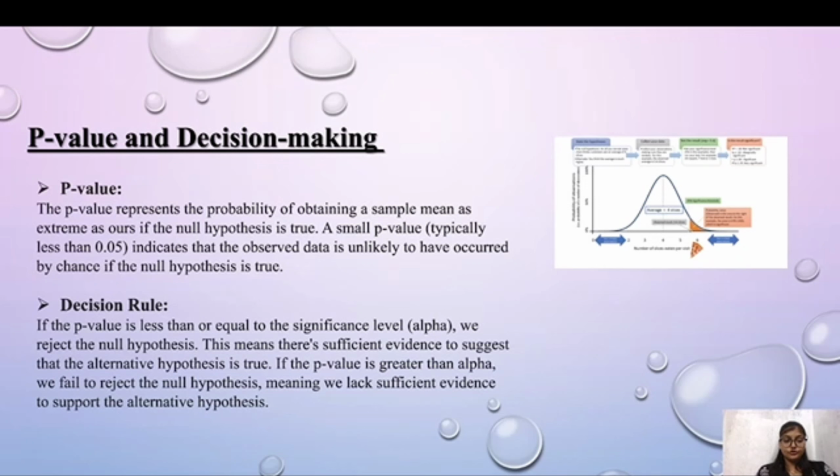Next is the decision rule. If the p-value is less than or equal to the significance level, alpha, we reject the null hypothesis. This means there is sufficient evidence to suggest that the alternative hypothesis is true. If the p-value is greater than alpha, we fail to reject the null hypothesis, meaning we lack sufficient evidence to support the alternative hypothesis.